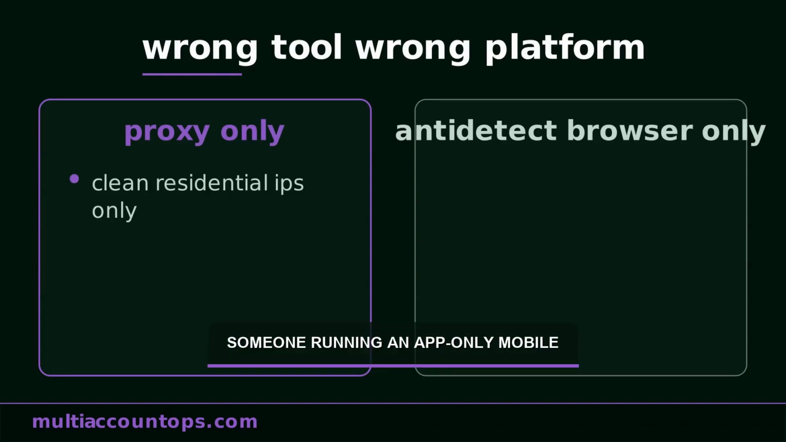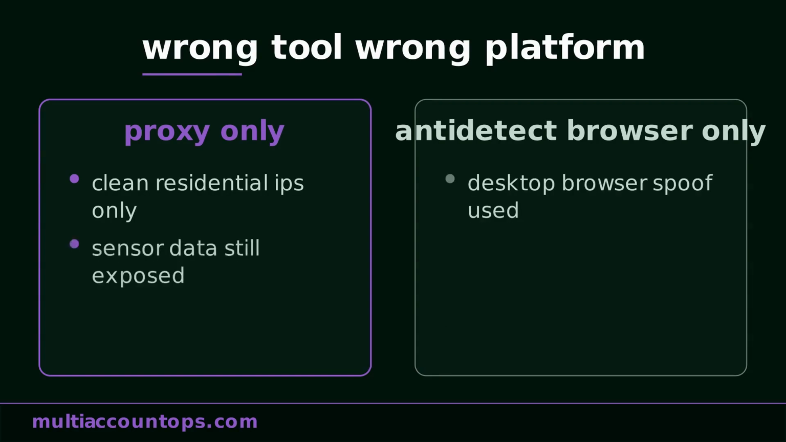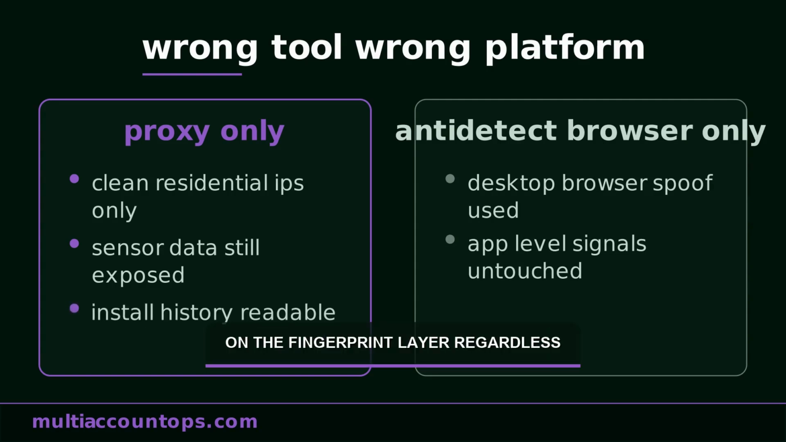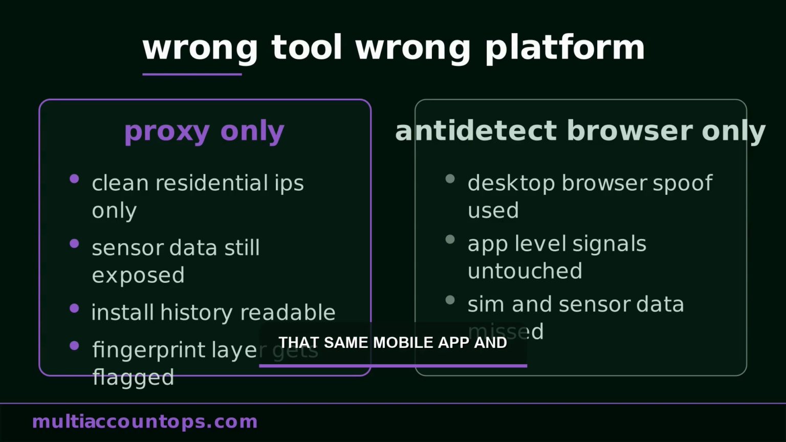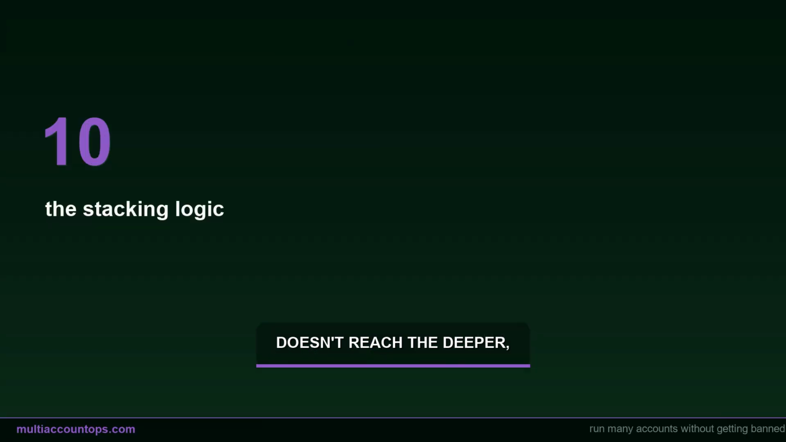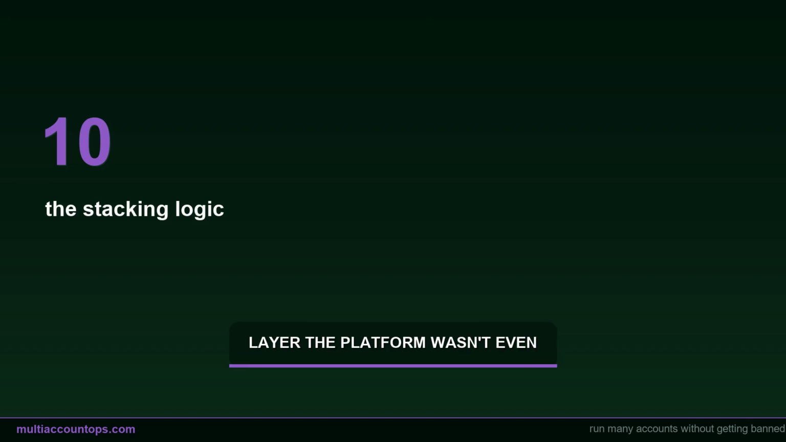Someone running an app-only mobile platform buys a stack of clean residential proxies and calls it done, not realizing the app itself is reading sensor data and system signals a proxy can't touch, and the accounts get flagged on the fingerprint layer regardless of how clean the network looks. Someone else buys an excellent Antidetect browser for that same mobile app and finds it barely helps either, because a desktop browser spoof doesn't reach the deeper app-level signals a real phone's operating system produces. In both cases, the tool wasn't bad. It was aimed at a layer the platform wasn't even checking.